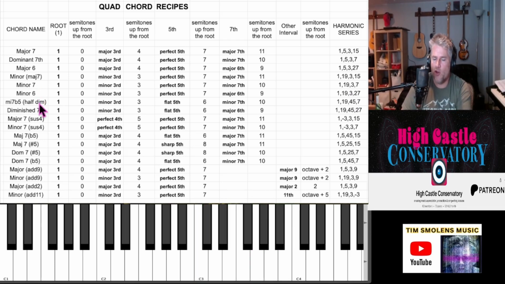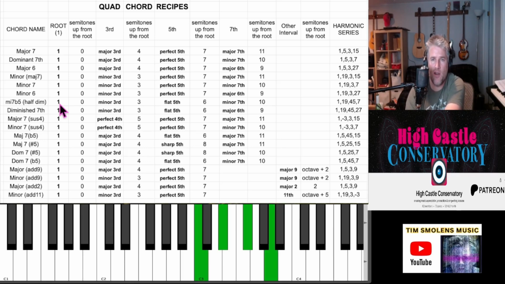Then we have a minor 7 flat 5, otherwise known as a half diminished chord, and that is basically a diminished triad with a minor 7 on top instead of a fully diminished. That's why they call it half diminished, because there's the diminished triad. Fully diminished would be this, but half diminished would be this. Fully diminished is this, half diminished is this. It's a diminished triad with a minor 7 on top. So to spell that, we have a root, a minor 3rd, a flatted 5th, and then a minor 7.